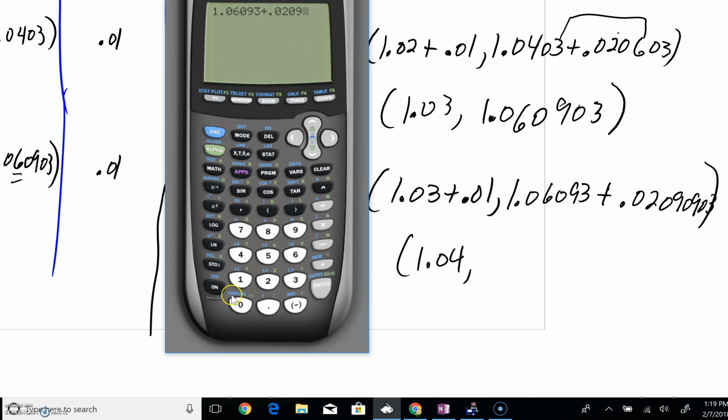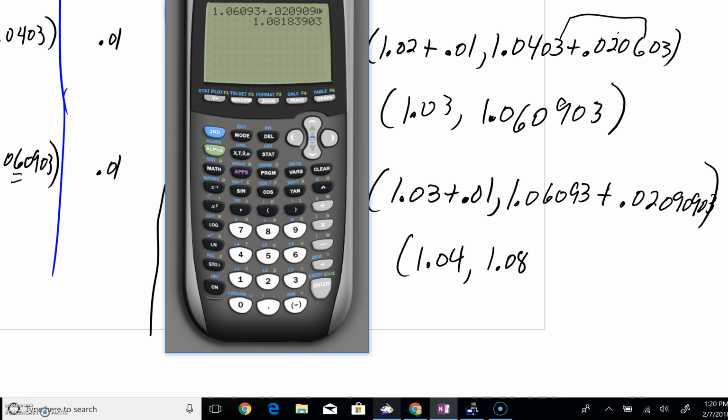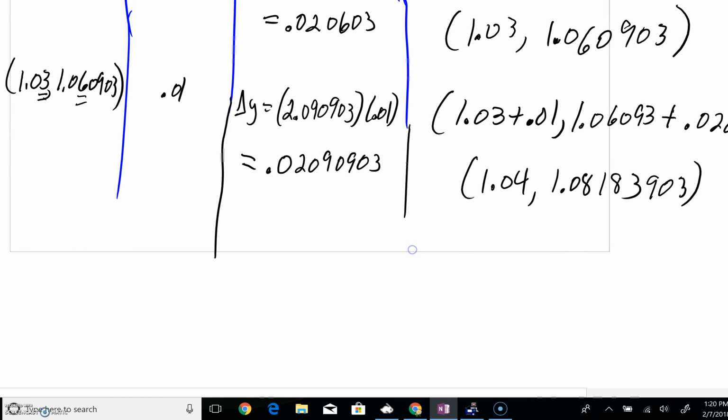After a while, I think you're going to see that we're just getting a pretty big mess here. About 1.0813903, I guess, is what we're getting. Let's see, bring that thing back. 1.08183 and then 903. Wow. If I've done that right, you guys getting the same thing? Yeah? All right, so one more iteration.